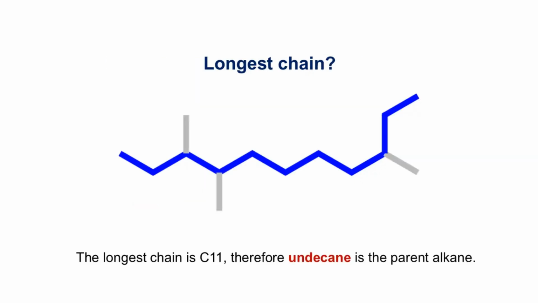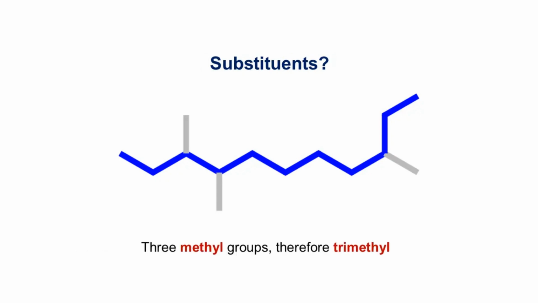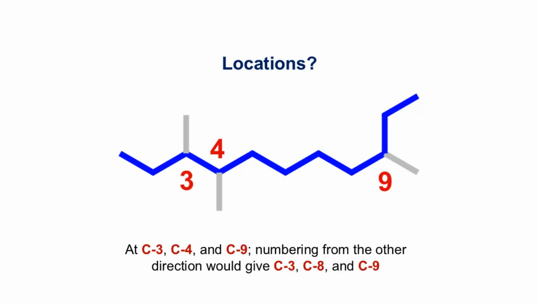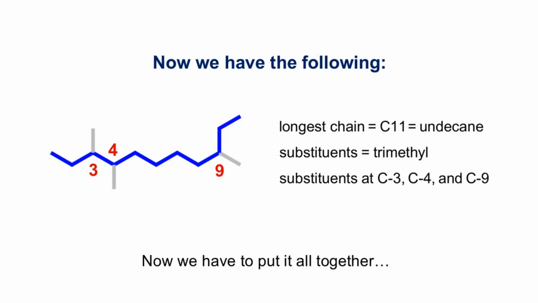In either direction, the longest chain is 11 carbons, so the parent alkane is undecane. In this case, there are 3 of the same substituents attached, methyl. Instead of writing out methyl, methyl, methyl, we collect these groups together as trimethyl. In terms of substituent locations, we could go from right to left and get 3, 8, and 9, or go from left to right and get the more logical 3, 4, and 9. At this stage, we have the longest chain, undecane, the substituents, trimethyl, and their locations, C3, C4, and C9. Now we have to complete the name.